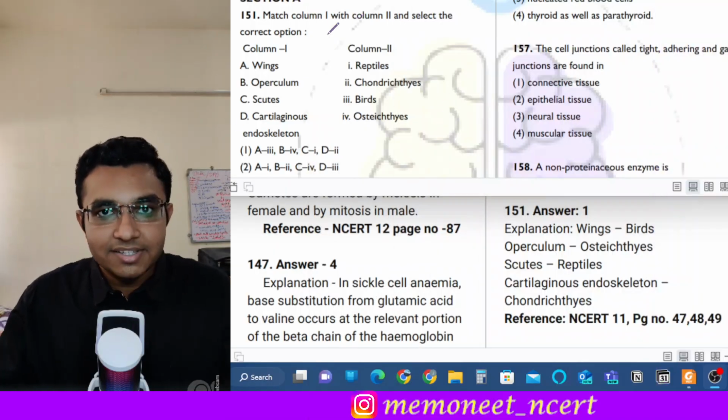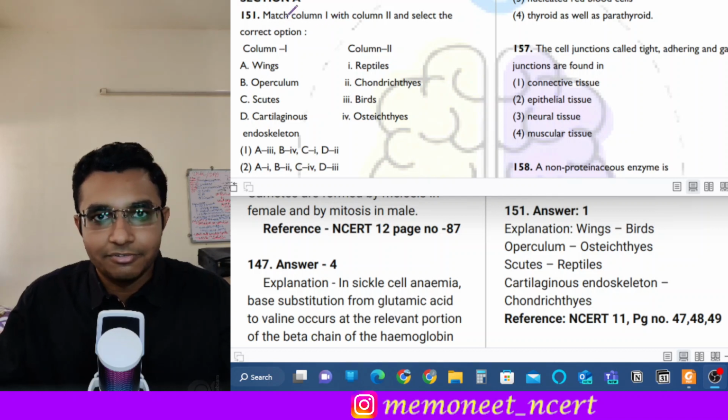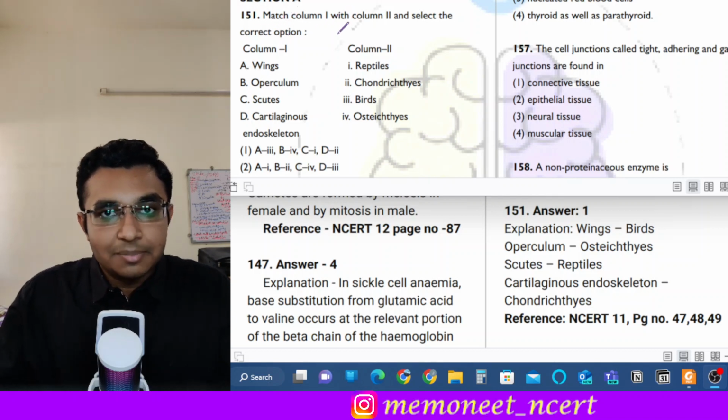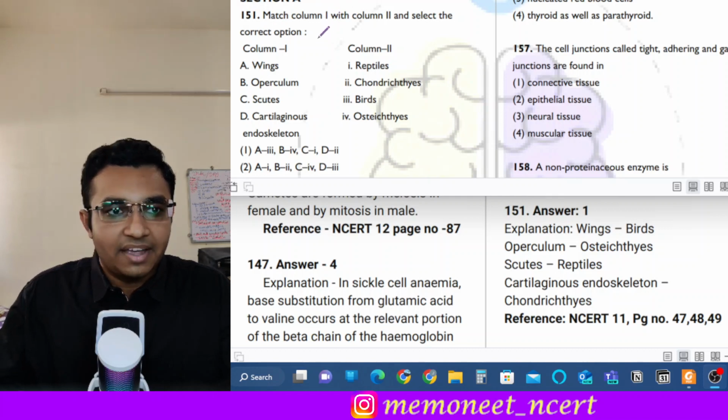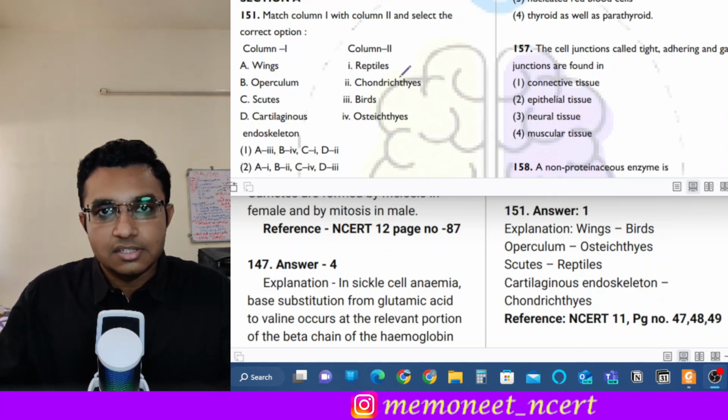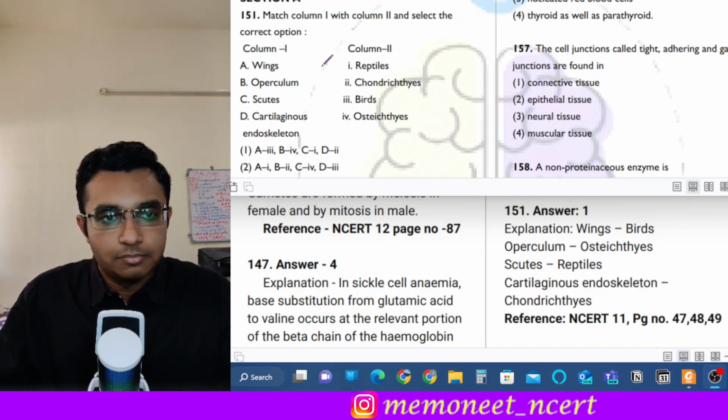So here we are starting with the first question, question number 151. It is a match the column question, and there are certain organs and there are some classes of organisms given, and we have to match it. So the first is wings. So as we know, wings belong to birds. So option A goes with 3.